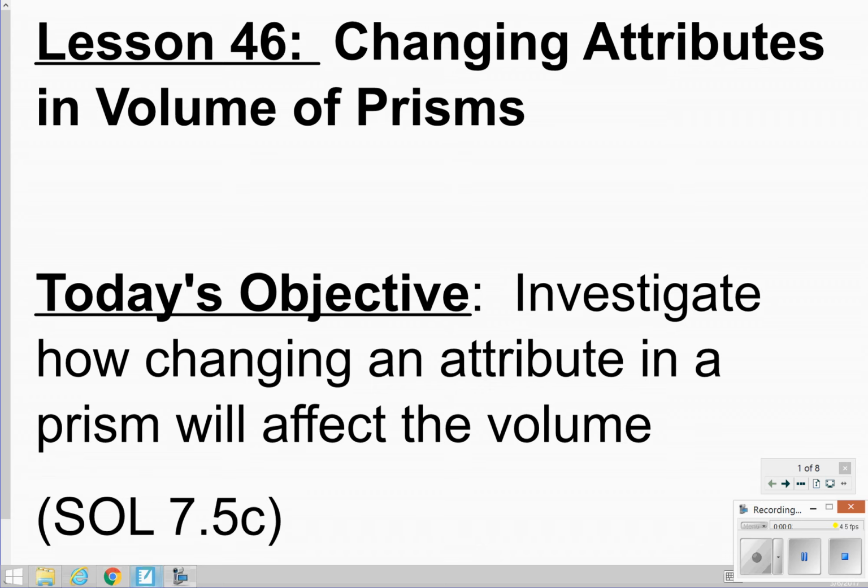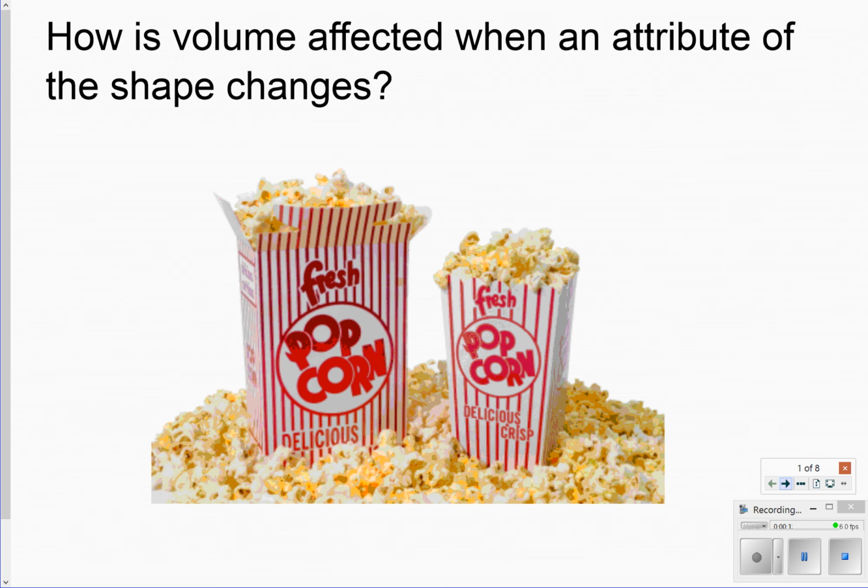Hi, welcome back. Today we're going to talk about volume of rectangular prisms and how they change if you change an attribute. That's when we're talking about changing the length, the width, or the height of the box.